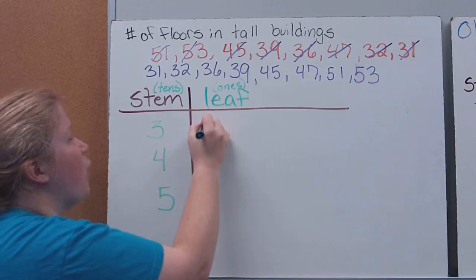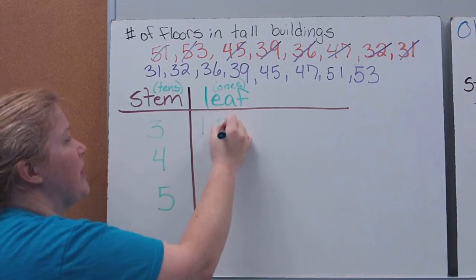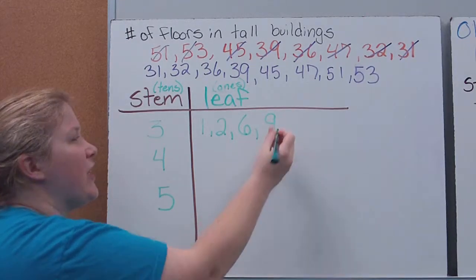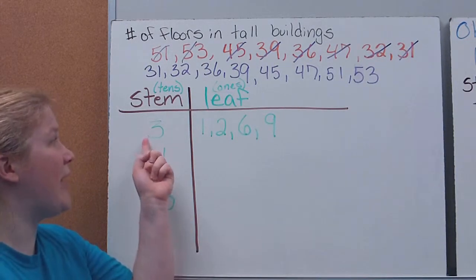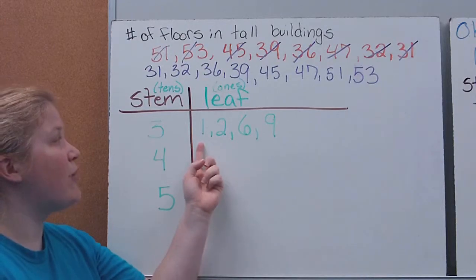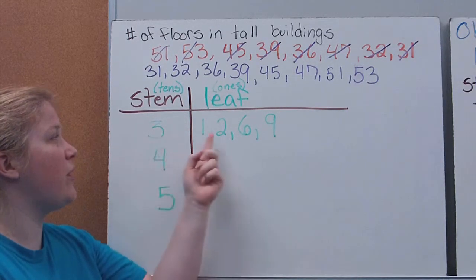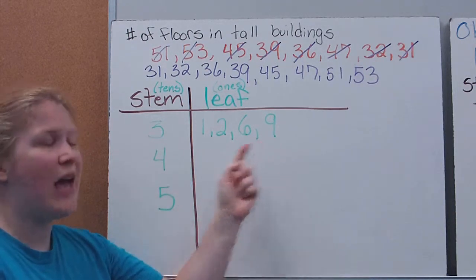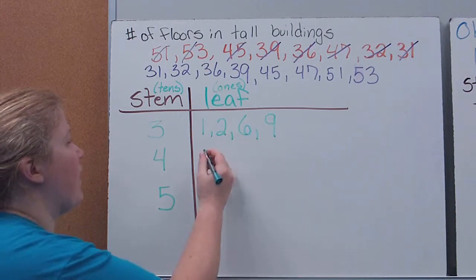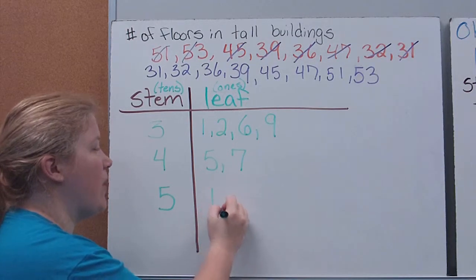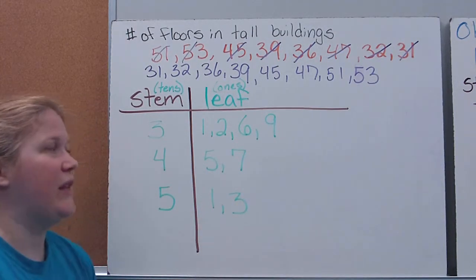So I have a 31, I have a 32, I have a 36, I have a 39. You'll notice I'm not writing the 3 again. It's already been written here. So I'm just writing the ones value over here. So if I were to read this, I'm saying I've got 31, 32, 36, and 39. I've got a 45, a 47, I've got a 51, and a 53.